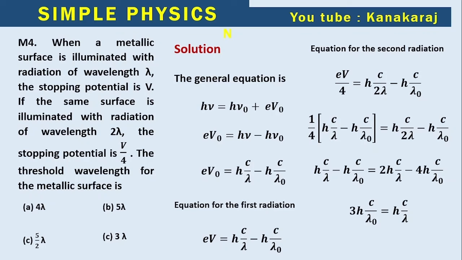The hc upon lambda on either side cancels. So we get 3 lambda equals lambda naught. So the threshold wavelength equals 3 times lambda. Option C is correct.